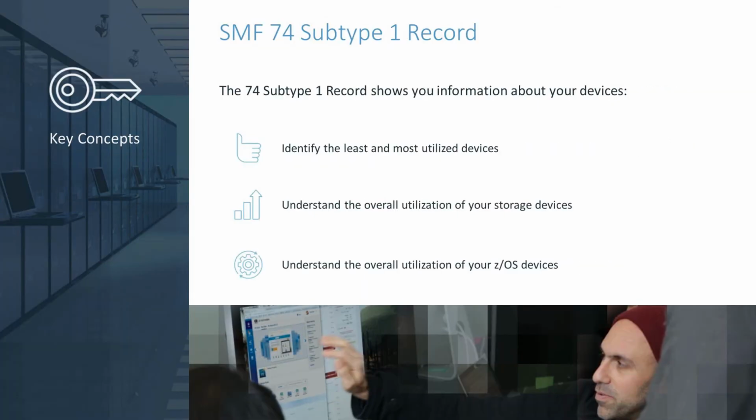These SMF 74 Subtype 1 records show you information about your devices, such as DASD storage. You can identify the least and most utilized devices, and you can understand the overall utilization of your storage or z/OS devices. You can take advantage of the SMF Adapter for these 74 Subtype 1 records if you are not a CA Vantage Storage Resource Manager customer.